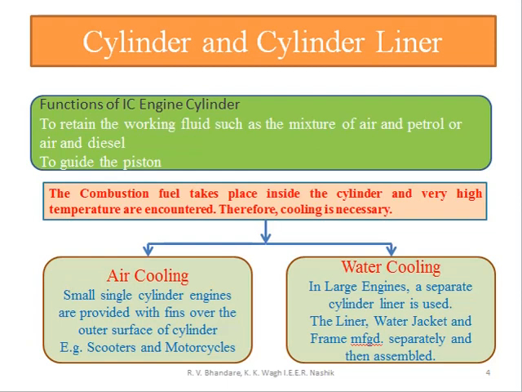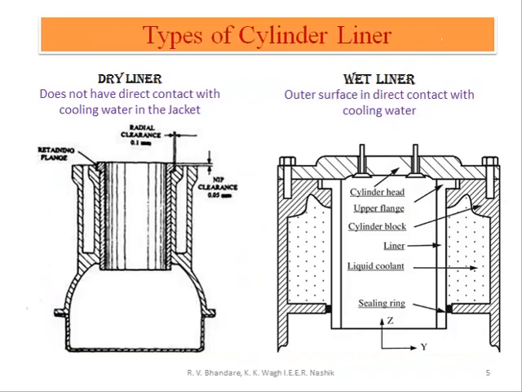Again, when we talk about the liner, there are basically two types of liner we see. That is a dry liner and second is the wet liner. What is meant by dry liner? In the dry liner, the cooling water is not directly connected with the liner component or the cylinder component, but in the wet liner, the cooling fluid is directly in contact with the outer surface of the cylinder material or cylinder surface.